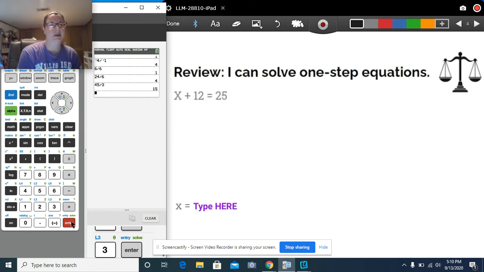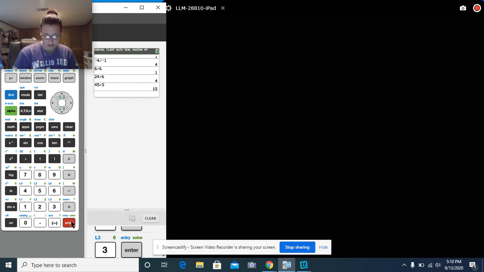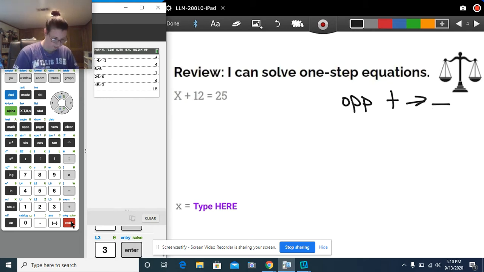This one's slightly different. We have x plus 12 is equal to 25. Now remember, we are using the inverse operation, or the opposite. What is the opposite of addition? The opposite of addition is subtraction. And what I'm doing when I'm using the inverse operation is isolating the variable. I want that x to be all by itself on whichever side of the equal sign it is.